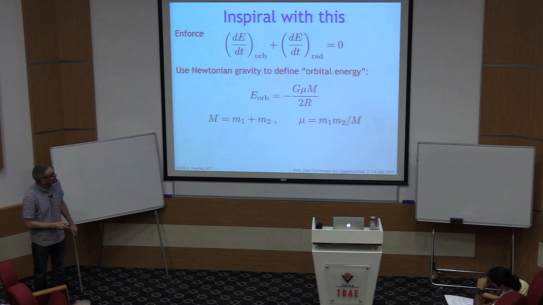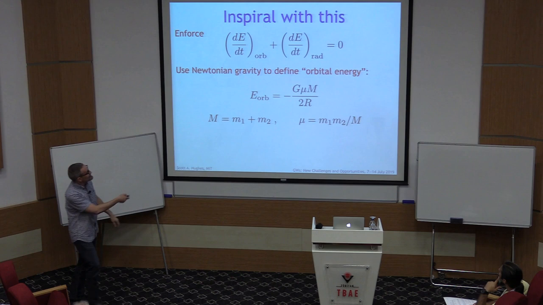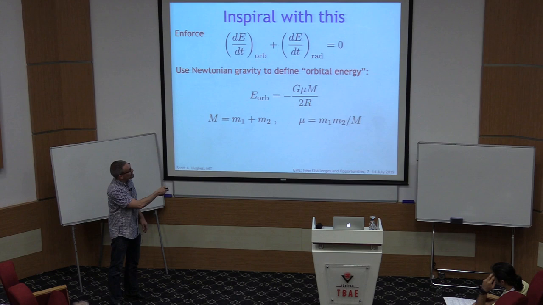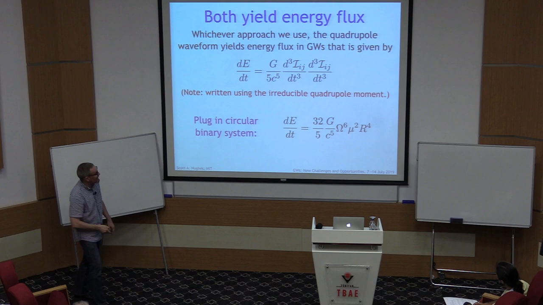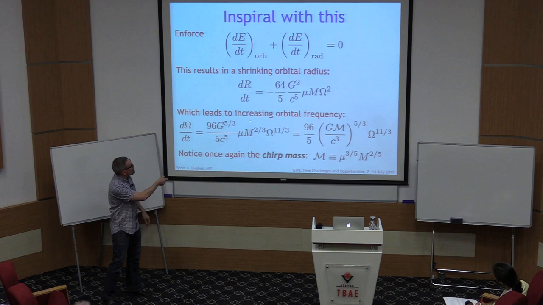By enforcing this balance between the two of them, that tells me that the orbital radius must shrink. So if I differentiate this, now the masses aren't going to change. The only thing that can change in this formula is the radius. So in order for this thing's derivative to match the amount of radiation carried by gravitational waves, the radius has to get smaller with time. If the radius is getting smaller with time, then the frequency is getting larger with time.